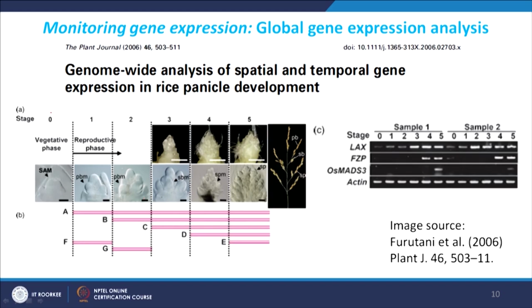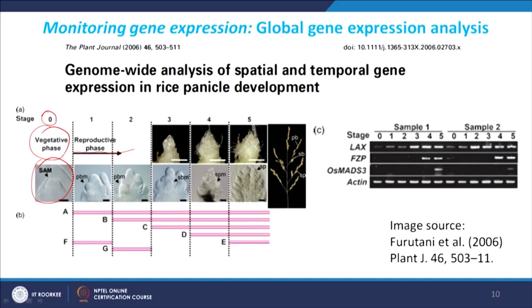So for example, if you take these stages, this is stage 0, which is basically the vegetative phase, and this is your shoot apical meristem. Extract total RNA from the vegetative phase, and then this is a transition from the vegetative to the reproductive phase. Then after transition, this inflorescence is undergoing different stages of development. Here primary branch meristem, and then secondary branch meristem, secondary spikelet meristem, all these developmental stages it is going across.